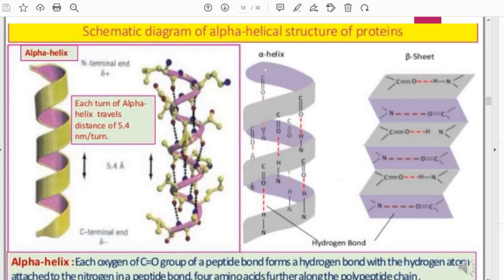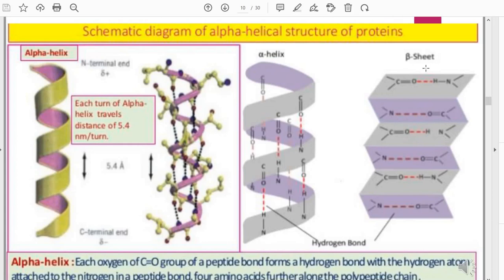This is another figure of the alpha helix. Here is the hydrogen bond between the CO of one peptide bond and the NH of another peptide bond of another amino acid, not successive, 3 amino acids apart to form the hydrogen bond. The pink one is the hydrogen. Why is it called hydrogen? Because the hydrogen enters in the formation of the bond. It's called hydrogen bond, the pink one.